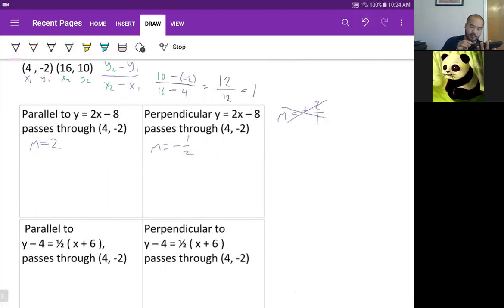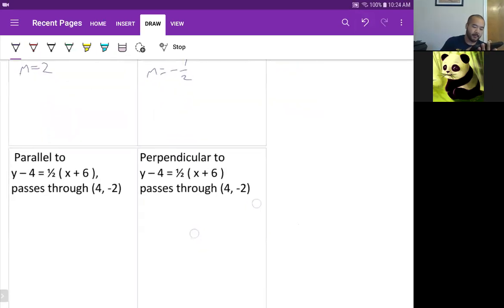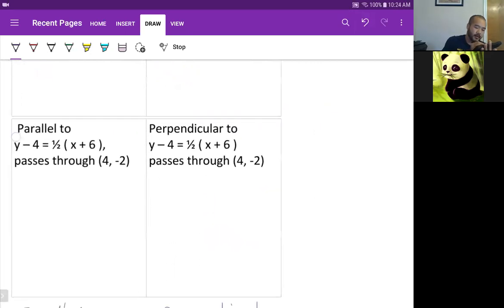So not this one anymore. Parallel, slope is the same, m equals half. Perpendicular, negative reciprocal. So you change it to negative, opposite reciprocal. It's positive, you change it to negative. 1 over 2, you switch it to 2 over 1. So the slope here is negative 2.